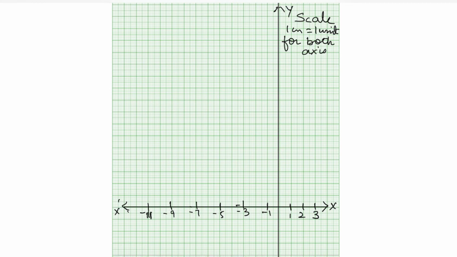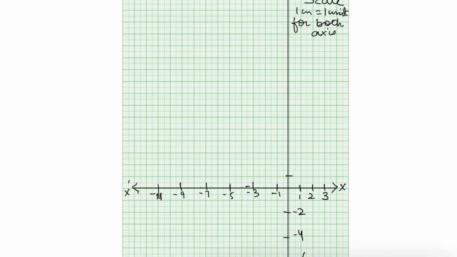Okay, now for y-axis this would be minus 2, minus 4, 1, 3, 5, 7, 9, 11, 13, 15. Right, so I have marked my coordinate axis properly. Now let's mark the points of the first equation.